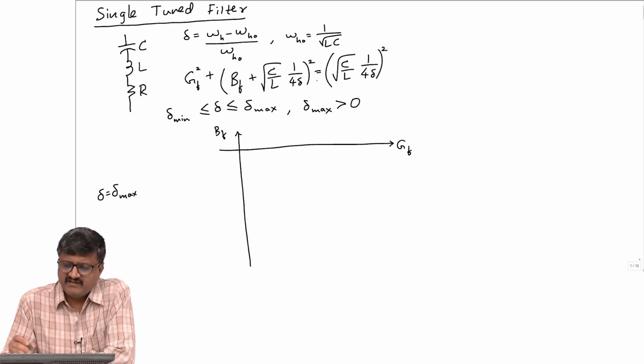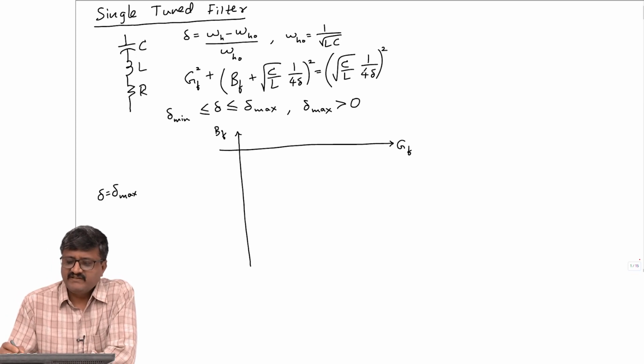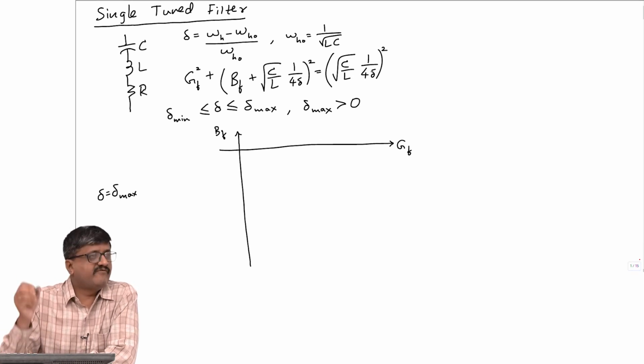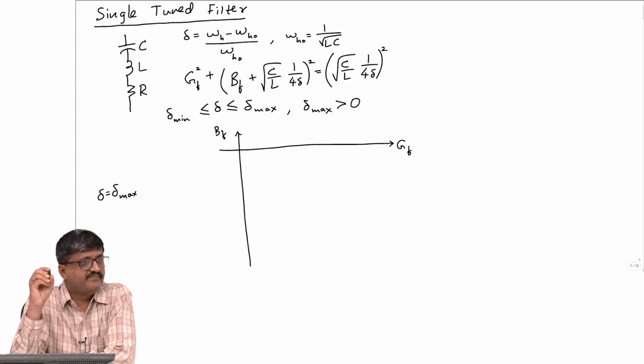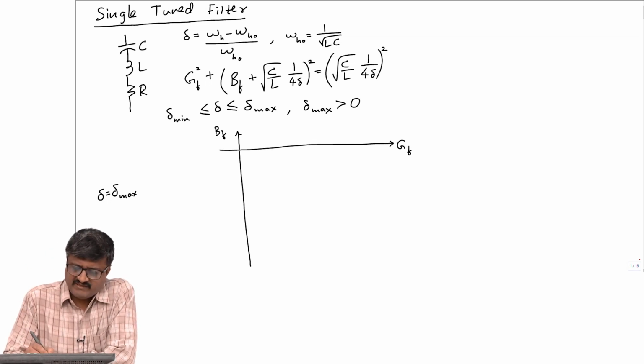The center of the circle is at minus root C by L times 1 by 4 delta. So, it lies on the BF axis and the radius is root C by L times 1 by 4 delta. It appears as if the circle is in the third and fourth quadrants, but GF is positive, or to be more precise, GF is non-negative. So, I can just show the relevant part of the circle, which is just a semicircle.